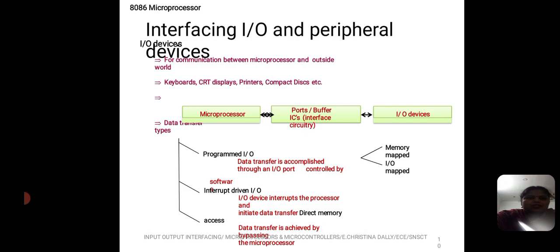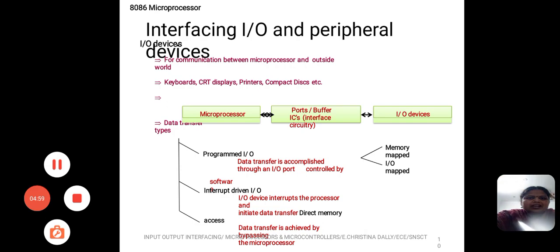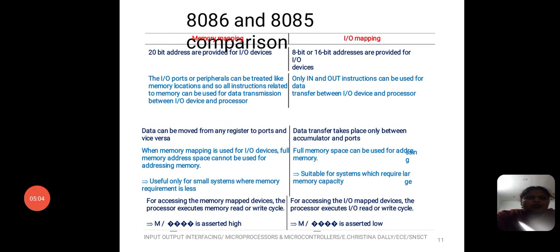These are the I/O and peripheral devices. For communication between the microprocessor and the outside world, we have the keyboard, CRT displays, printer, and compact disc. We look at how the ports are connected between the microprocessor and the I/O devices, what the program-driven I/O and interrupt-driven I/O are, and how they can be accessed with memory mapping and I/O mapping. These are the comparisons between memory mapping and I/O mapping. In memory mapping, data can be moved between any register and ports, but in I/O mapping it is between the accumulator and ports. Here it is useful only for small systems. It is used for systems which require large capacity.